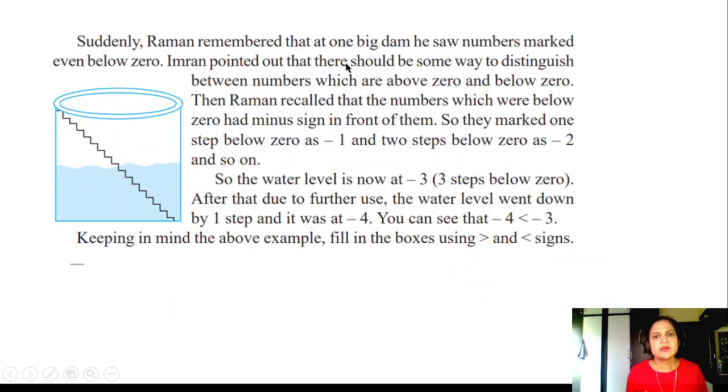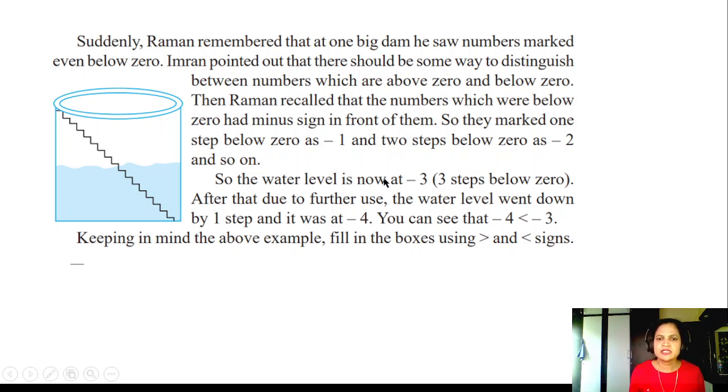Suddenly, Raman remembered that at one big dam, he saw numbers marked even below the 0. Imran pointed out that there should be some way to distinguish between the numbers which are above 0 and below 0. How can you identify? Then Raman recalled that numbers which were below 0 had a minus sign in front of them, so they marked one step below the 0 as minus 1, minus 2, like this.